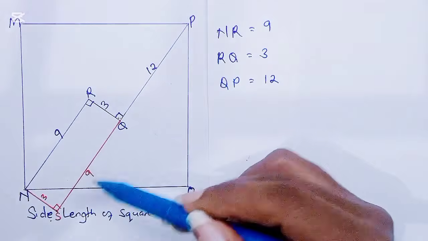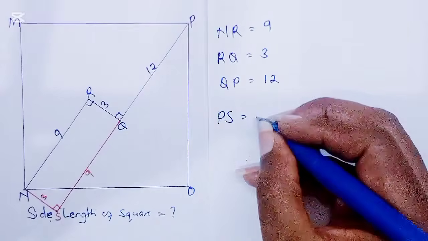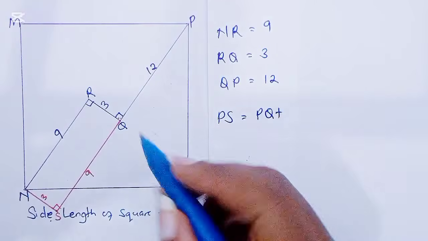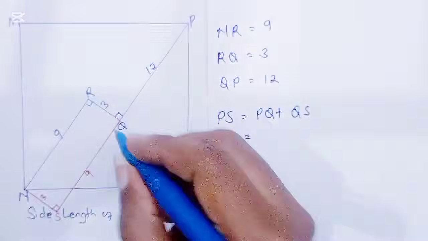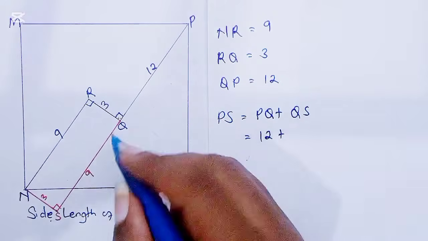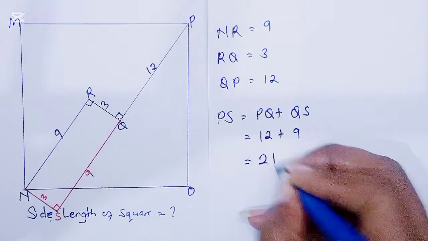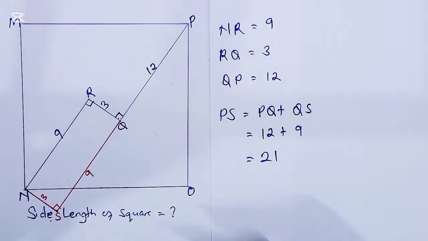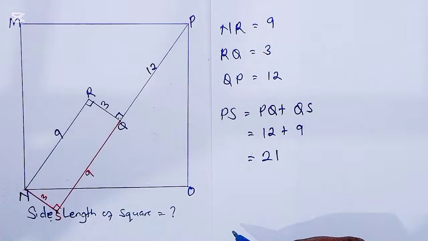Now line PS is equal to PQ plus QS. Okay, and our PQ is 12, our QS is 9. So line PS is equal to 21. So from here to here is 21.